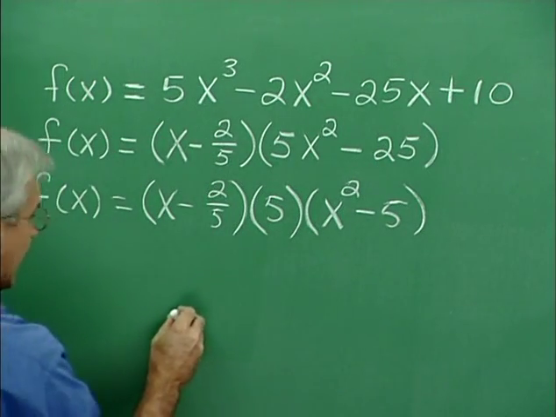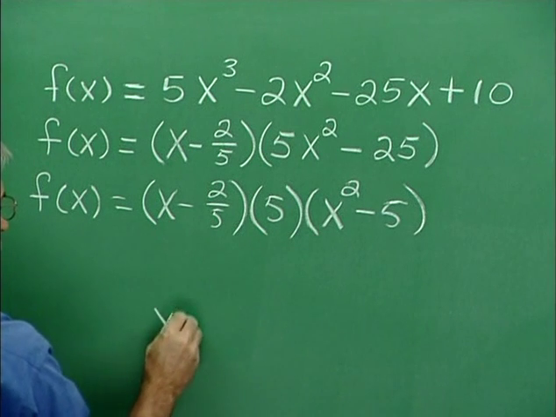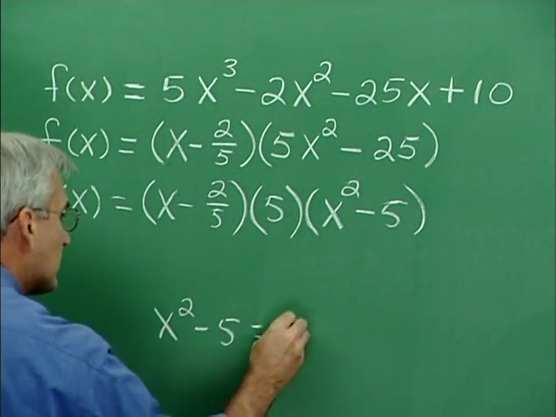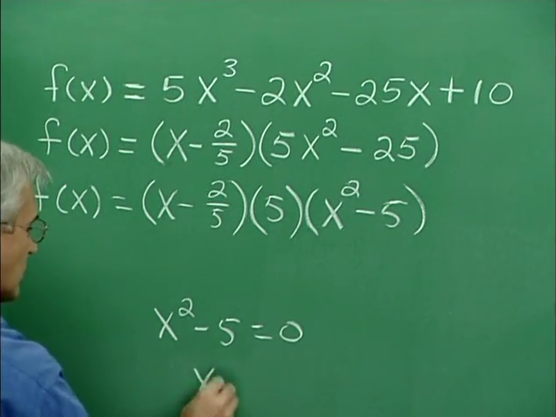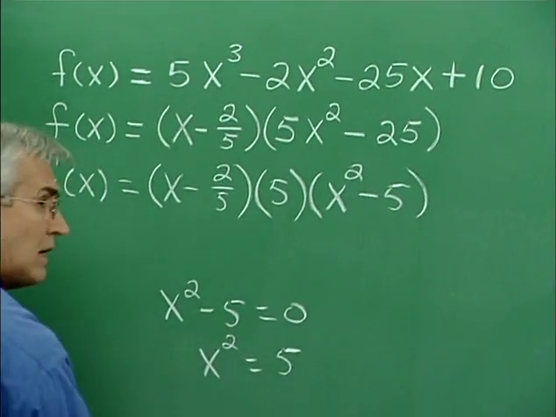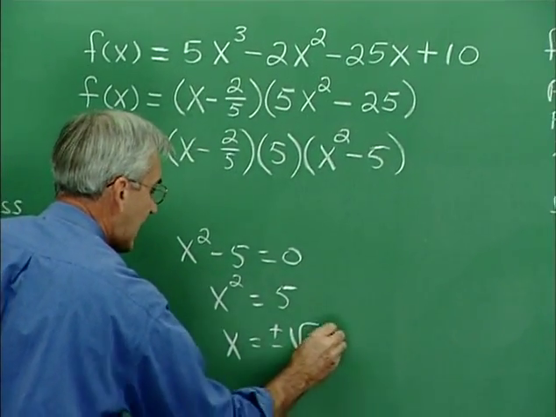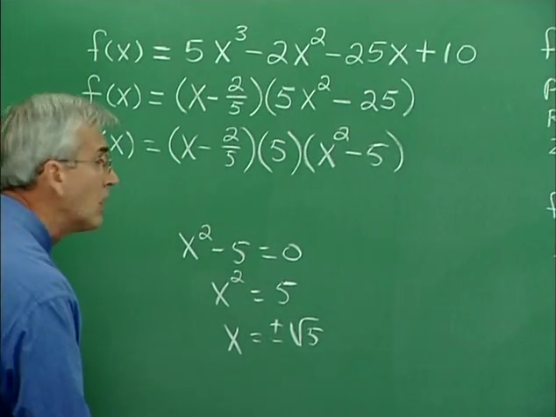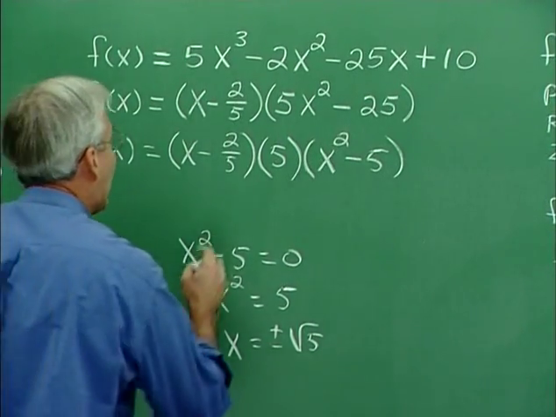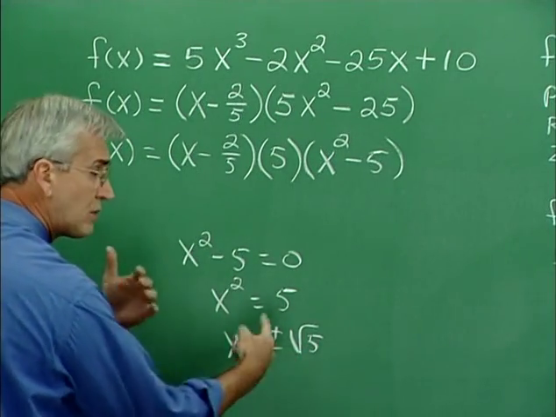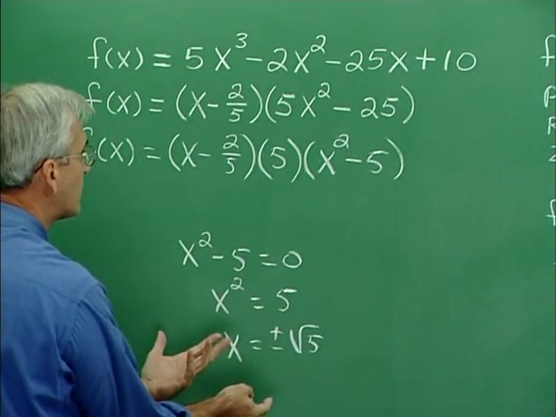So I have to solve it another way. I have to think, well, what values of x will make x squared minus 5 equal to 0? Adding 5 on both sides, x squared is 5. By the square root property, x then is plus or minus the square root of 5. Aha, here are the other two zeros. So now I can continue the factorization. If these are zeros, they lead to factors, and so I can write those factors.